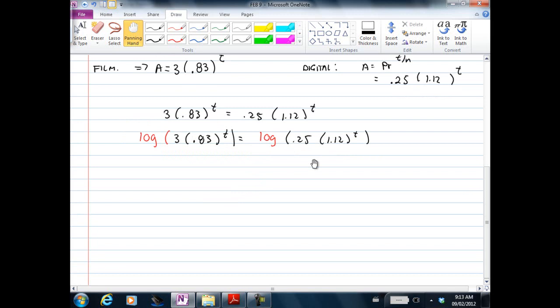Oh, starts with an M. Who said it? I heard it. Nope, multiplication rule. You see, this is 3 times this stuff. So I can break this down. You can add this. So it'll be log 3 plus. I'm going to do one more step ahead of you. T log 0.83. Again, I use brackets. Okay. Look what I did.